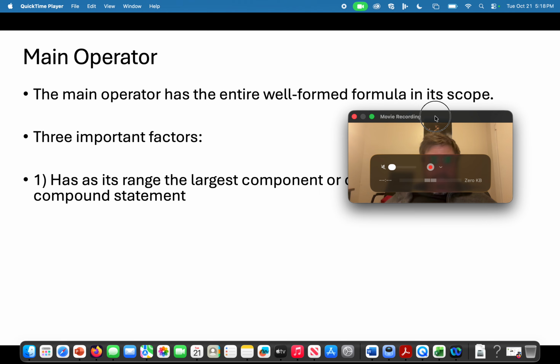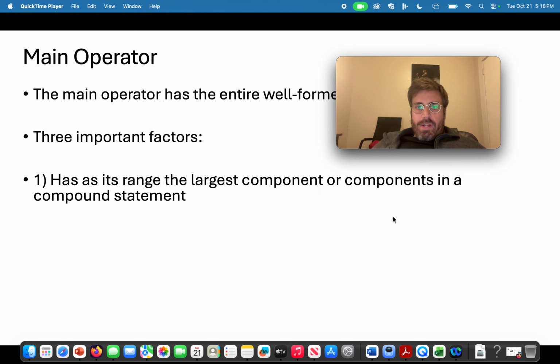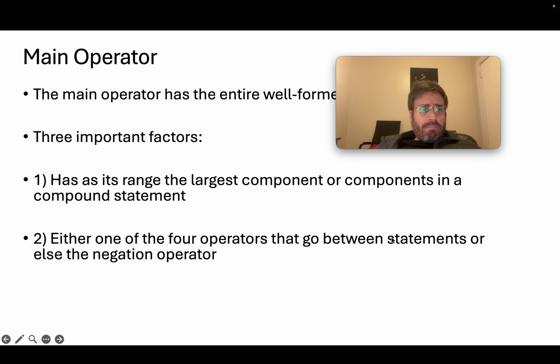First, it has as its range the largest component or components in a compound statement. In other words, you should think of the main operator as, in essence, the driver of the meaning of the entire sentence. It seems to govern all other component parts of a complex sentence. So the main operator is, in a way, the most important piece of the wider puzzle that is a propositional statement. The main operator is either one of the four operators that go between statements or the negation.